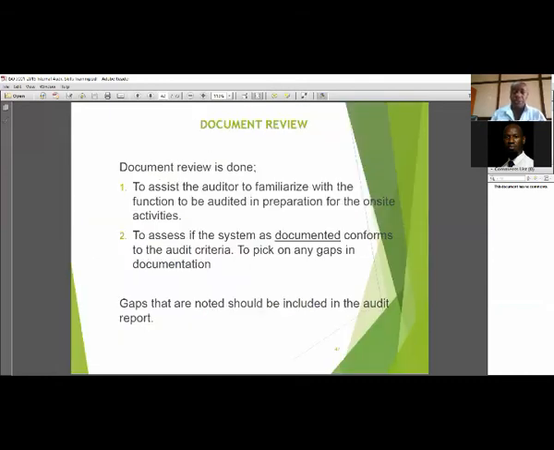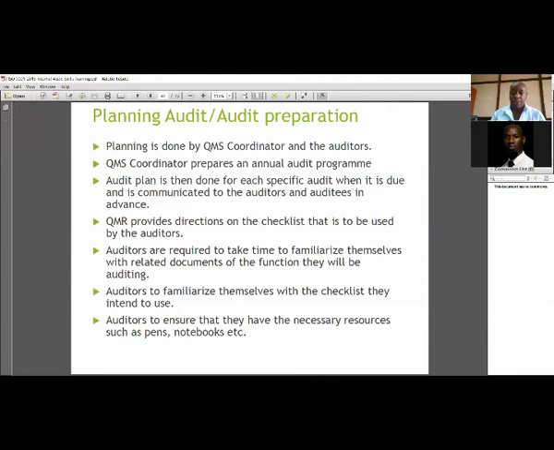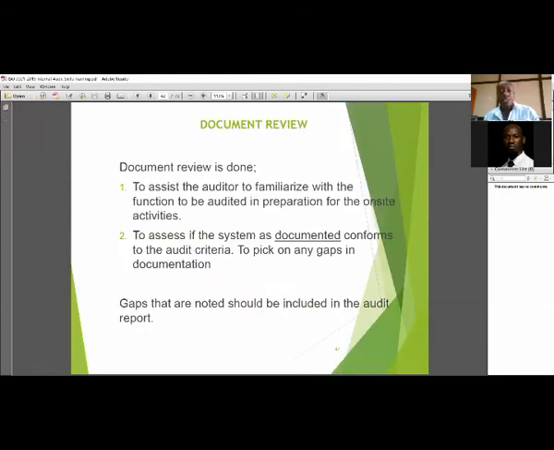In the document review, which we mentioned as part of planning, it's very important. It will assist the auditor to familiarize with the function to be audited in preparation for the on-site activity. So if you request for the IT SOP and you go through it, it will give you information on how things are done. You'll be able to familiarize. And all these documents will be shared. They'll be there where you can look at and get to know about each and every process. And that's one of the reasons why we are documenting them.